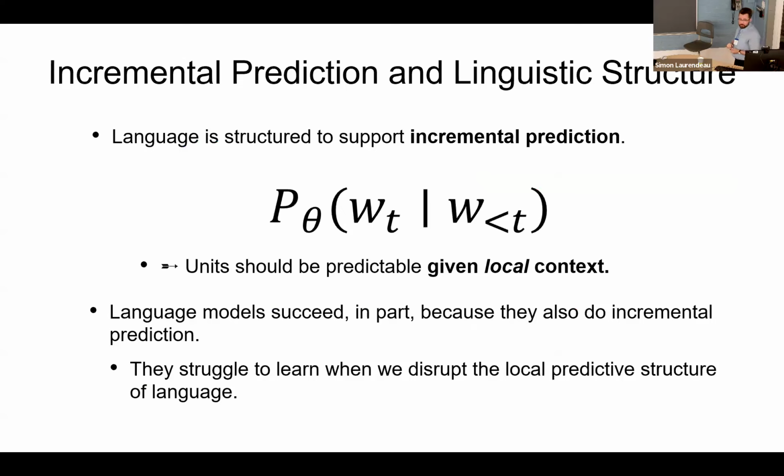So why do you do badly on those languages that have been shuffled? I think it's because linguistic structure is set up in a way that supports local prediction. When you destroy the linguistic structure, you destroy the ability to do this local prediction. And so your incremental prediction is consequently harder. So language models struggle to learn language when you disrupt the local predictive structure.